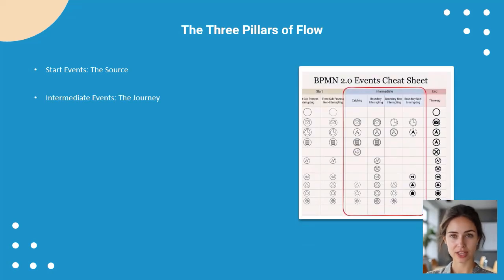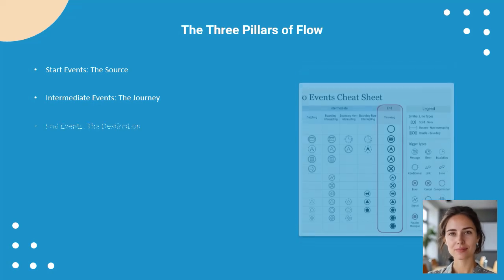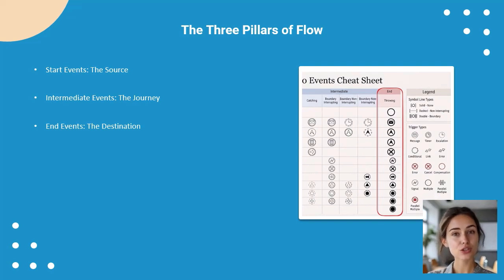Occurring between the start and finish, the intermediate events represent delays or messages, visually identified by a double-line border that suggests a pause in motion. The end events signify the conclusion of a process or a specific path, marked by a thick, bold border that visually anchors the end of the workflow.